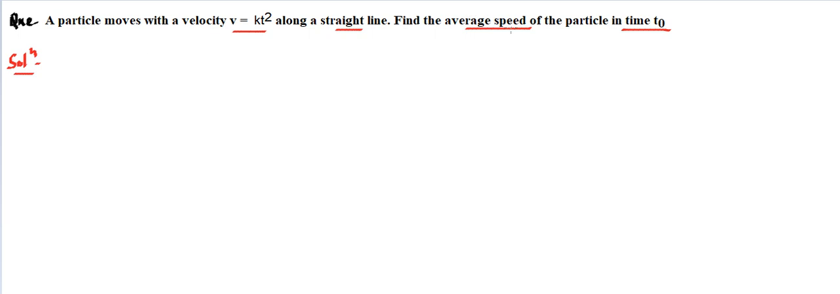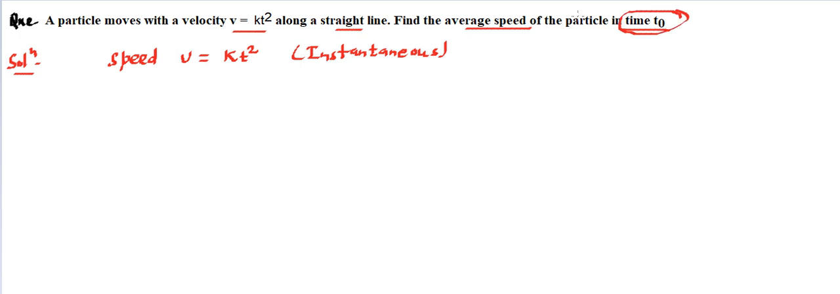We need to find the average speed. So can we say what the speed is going to be? In case of instantaneous values, the magnitude of velocity and the magnitude of speed are identical. So speed is also going to be kt square. But this speed is going to be instantaneous. And out of this instantaneous speed, we need to find the average speed, and that average has to be taken for t naught time duration or time interval.